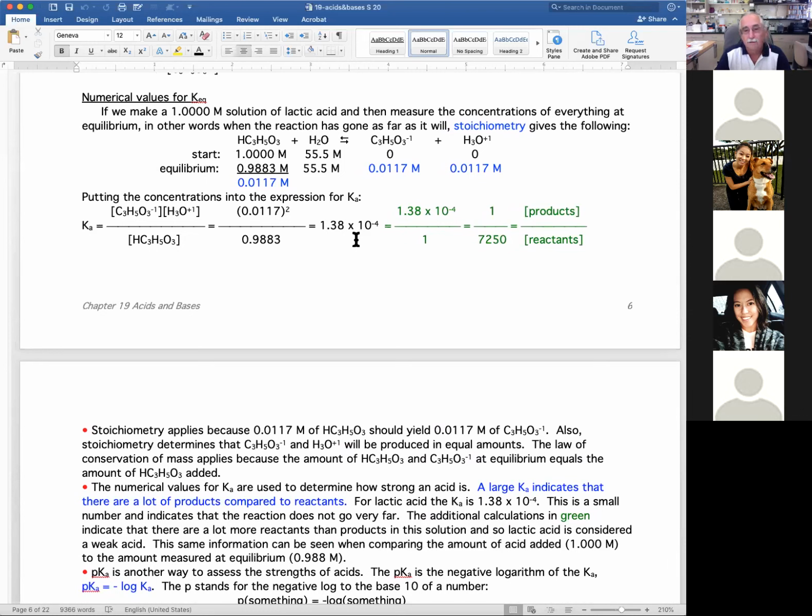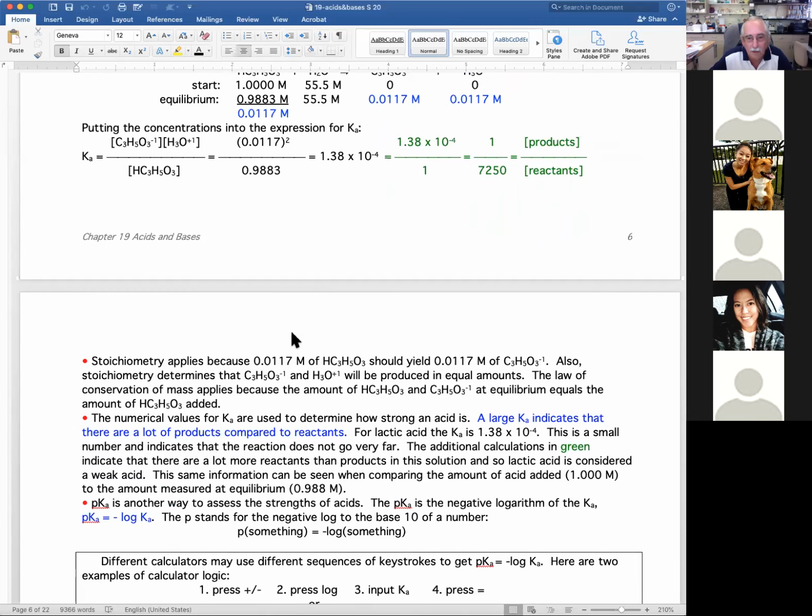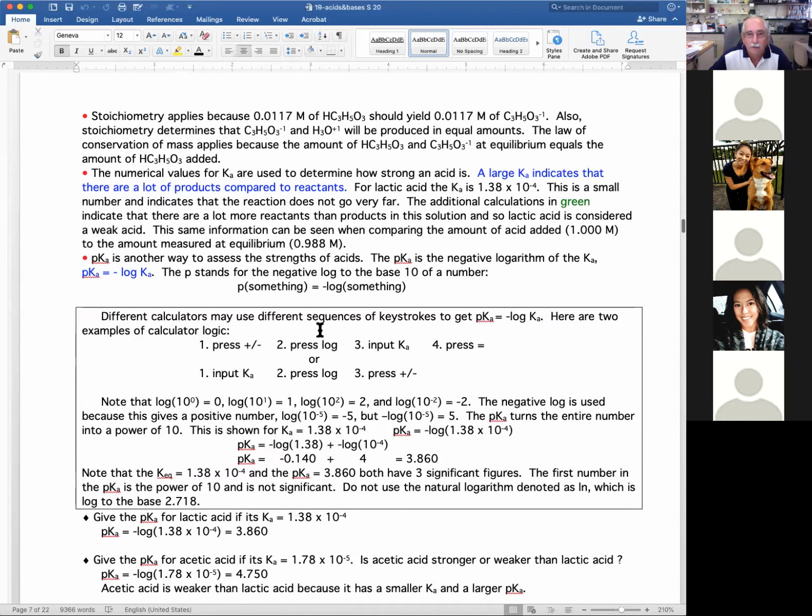By the way, lactic acid is the same acid that you make in your body, right? Lactic acid. So a large Ka indicates that there's a lot of products compared to reactants.